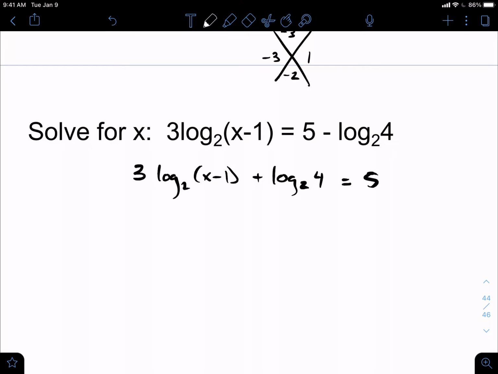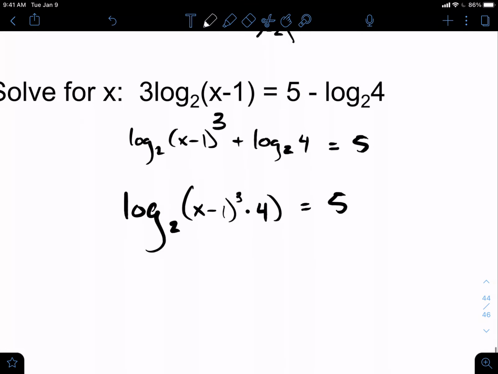Now we can try to condense these together. The 3, of course, is going to move up here to the exponent. So when I condense these together, I'm going to have log base 2 of, these are addition, so they're multiplied, x minus 1 to the third times 4 is equal to 5. Coming over here to solve this thing, we have a little bit of work to do. Rewriting this, we're going to have 2 to the 5th power is equal to x minus 1 to the third times 4.